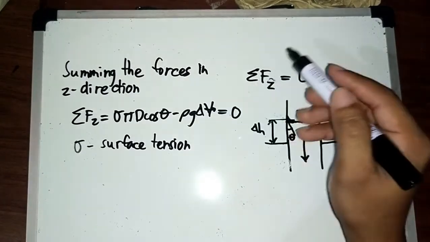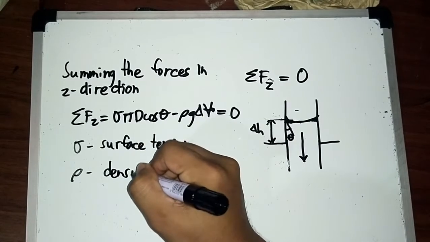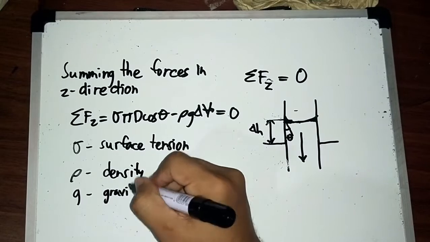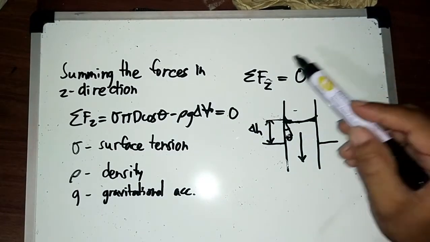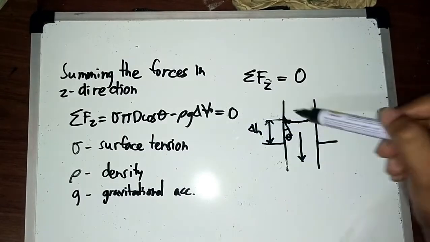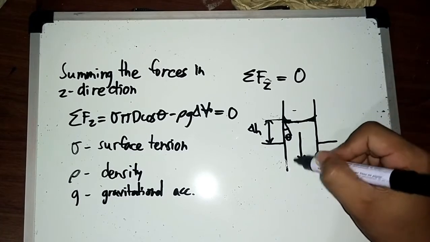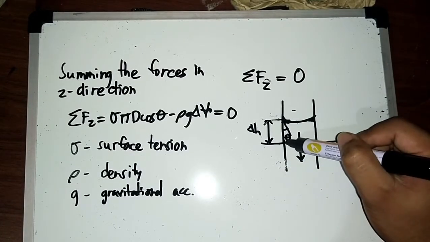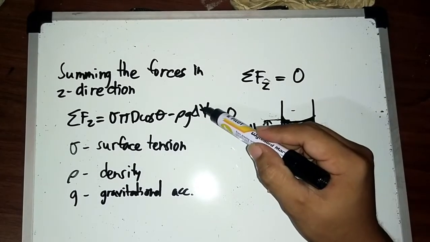And rho is density. g is the gravitational acceleration. And delta V is the change in volume, or the volume inside the tube. So for example, this is the level of the water. This volume right here is the V, or the delta V.